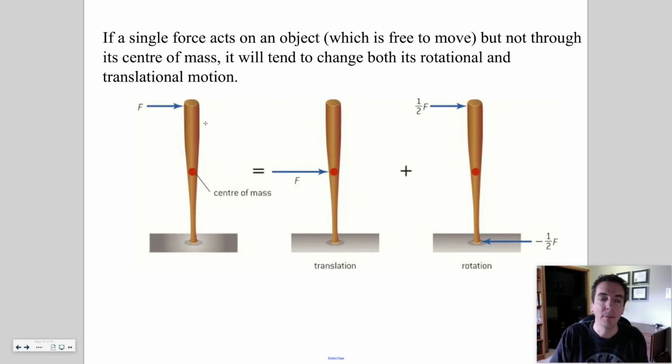What that means is, if you imagine you've got a bat standing up and you apply force on the top, it's going to move it to the right. The whole bat's going to move, but it's also going to tip it over. So it causes translation, moving from one place to the other, and it causes it to rotate as well.